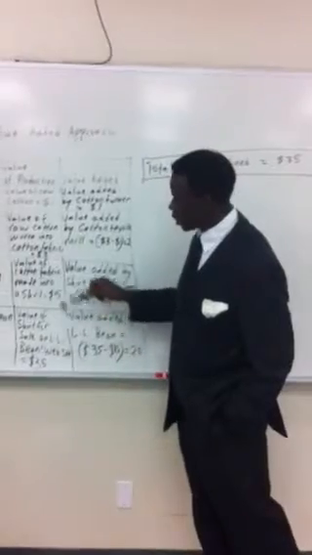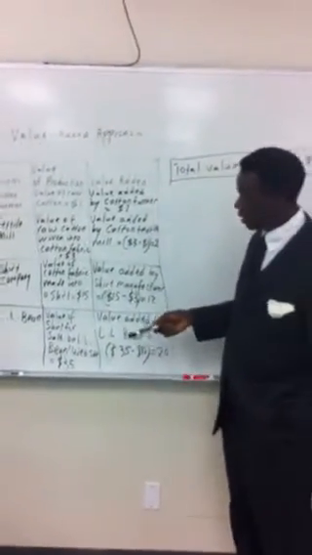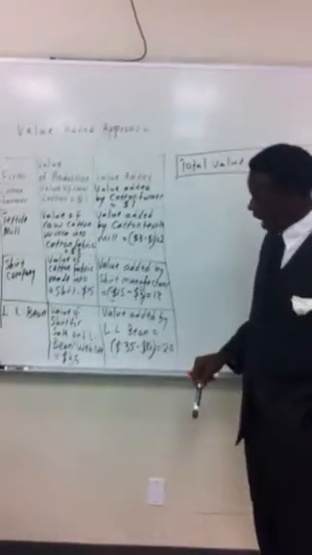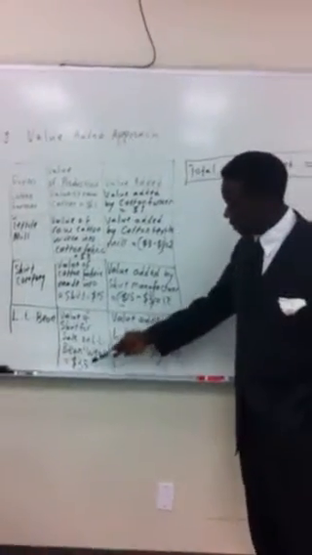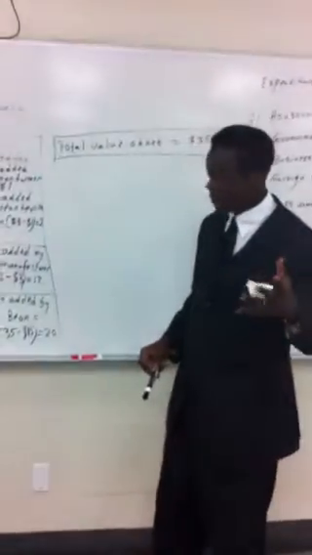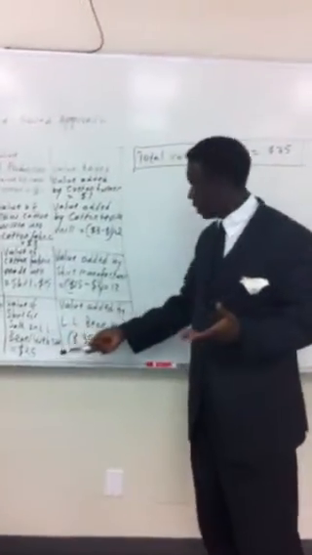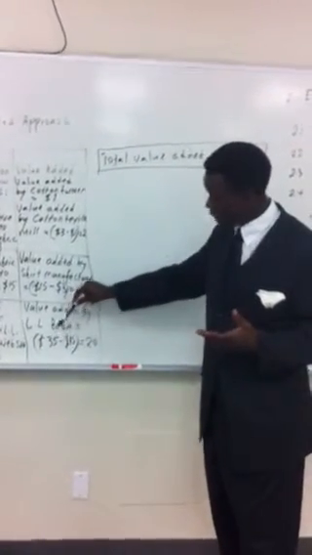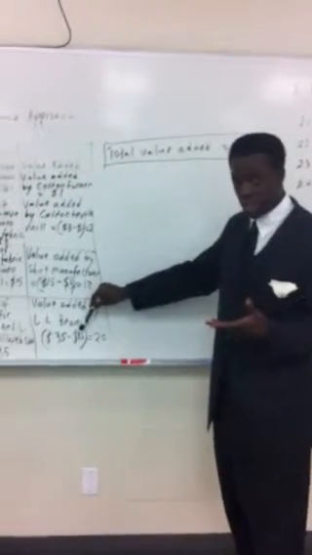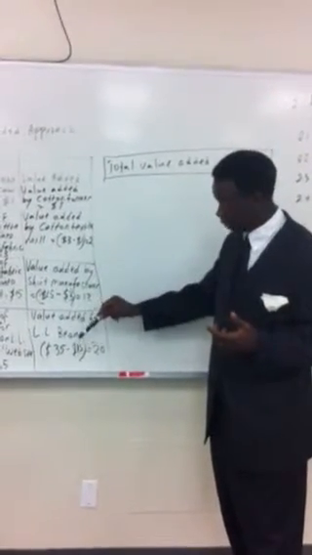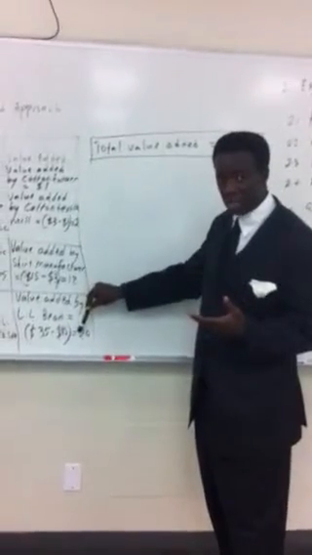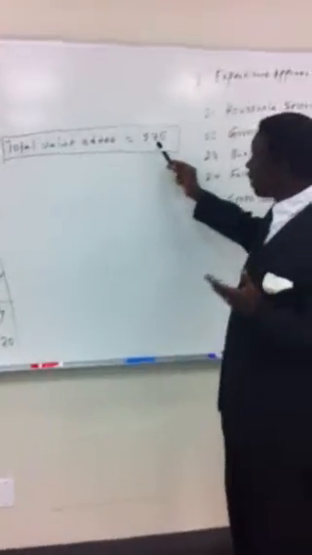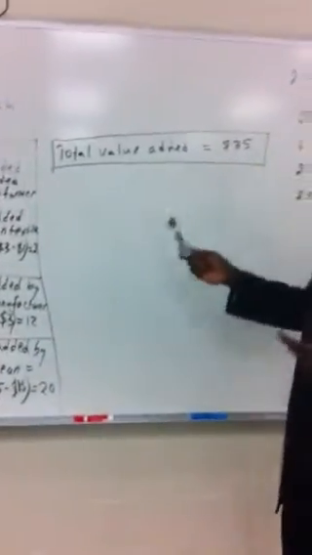And now the shirt company sold the shirt to LL Bean, and LL Bean sold the shirt on his website for $35. So the value added by LL Bean is equal to $35 minus $15, which LL Bean paid for the shirt from the shirt company, and now the value added by LL Bean is $20. Now, what is the total value added? The total value added is $35.